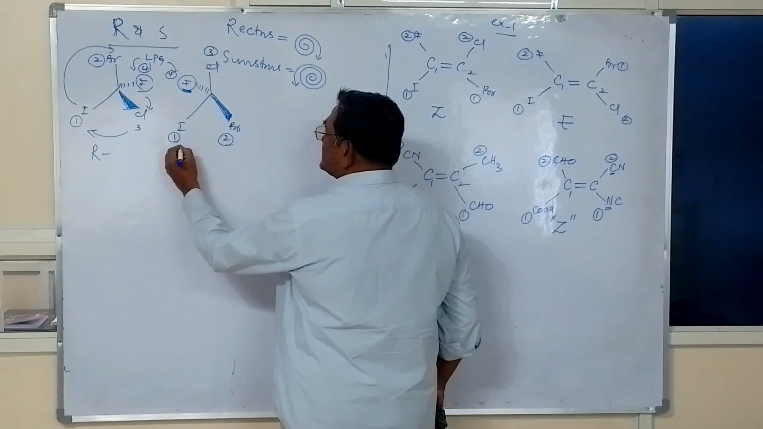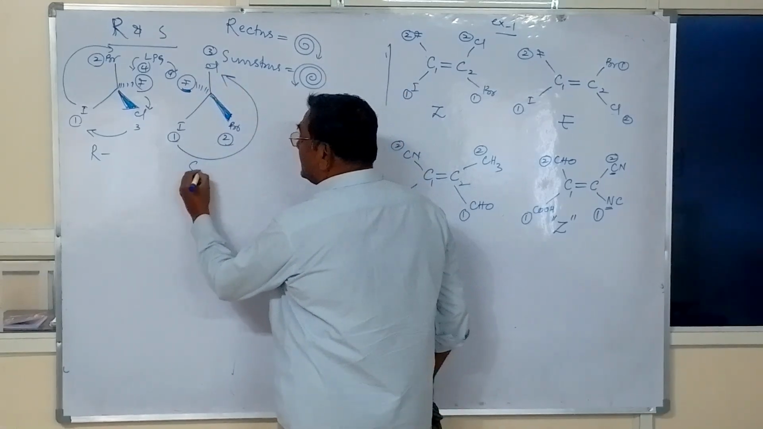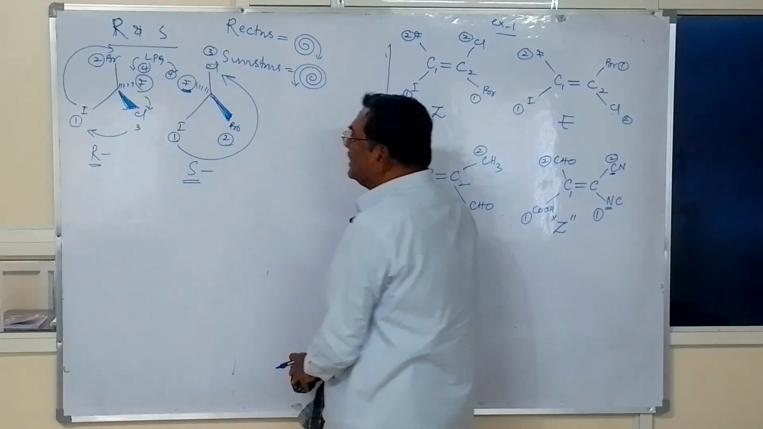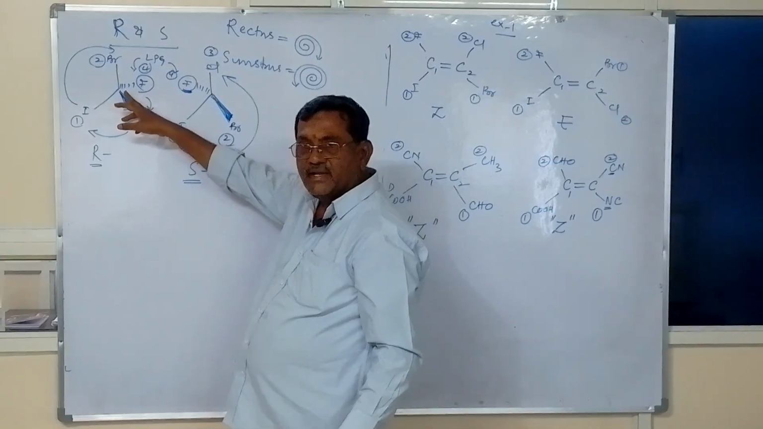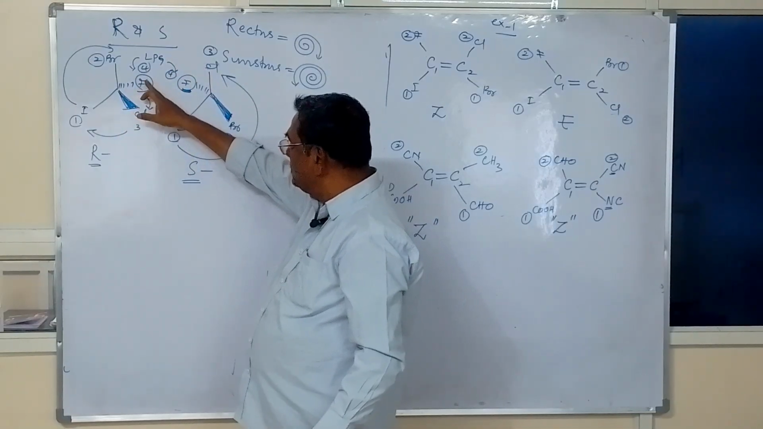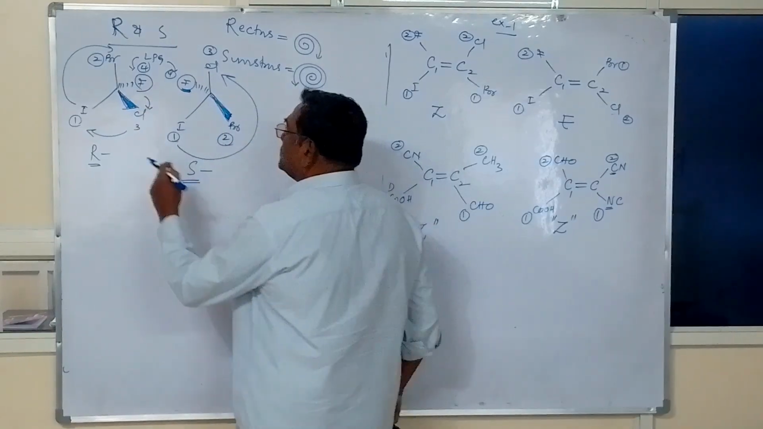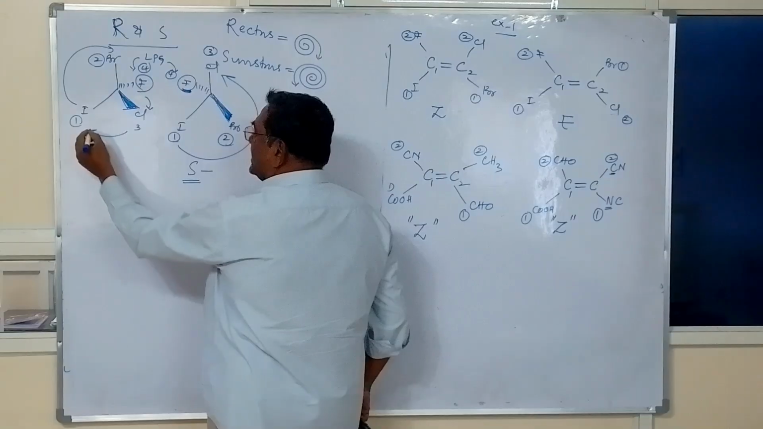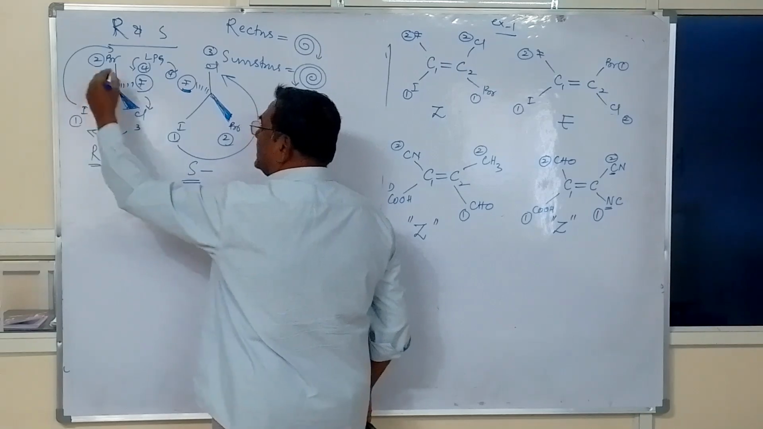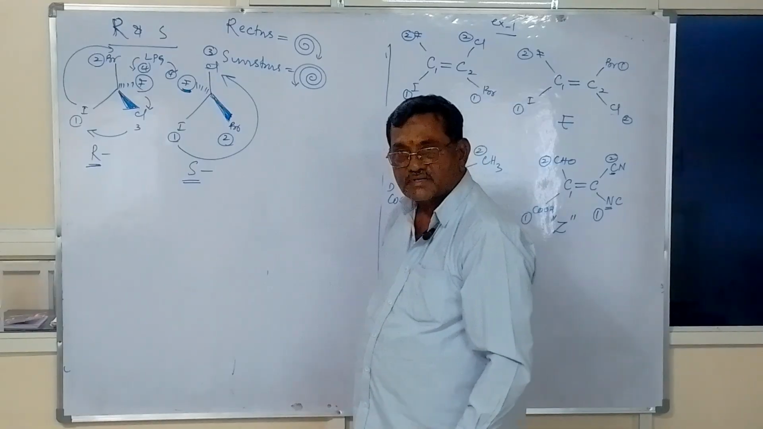Now, let's go through this. It's going in anti-clockwise direction, right? So it's named as sinistrous. Once again I am repeating, children, don't worry. The direction, whatever it might be, if the least priority group is on the dash, then whatever you are going to do, you should write the configuration as it is. When the priority of the groups is going in clockwise direction, it's mentioned as rectus.